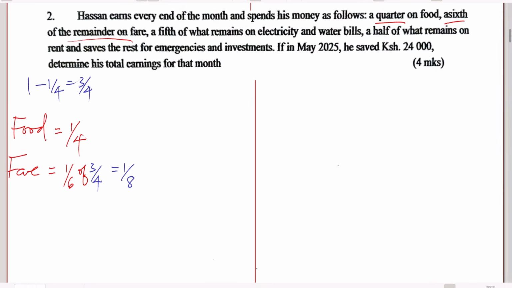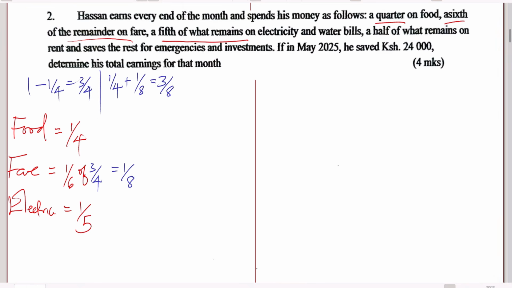Then a fifth of what remains again on electricity and water bills. So electricity and water bills will be a fifth of, again, what remains. Now it is what remains after spending on food and fare. So we need to get the fraction for food and fare, which for food is a quarter plus fare, that is an eighth. So you add that. 1 over 4, a quarter, plus an eighth. Now that one gives 3/8. So that is what is spent on food and fare.